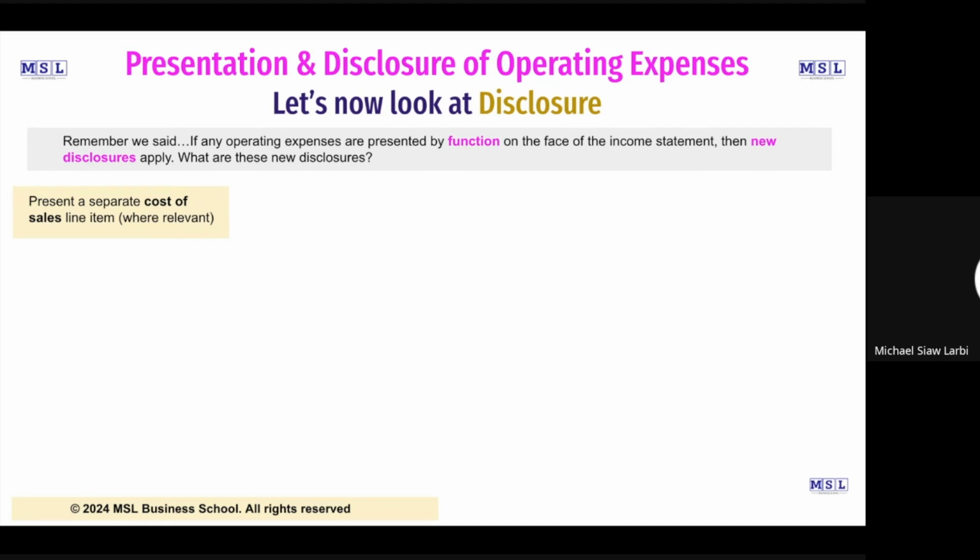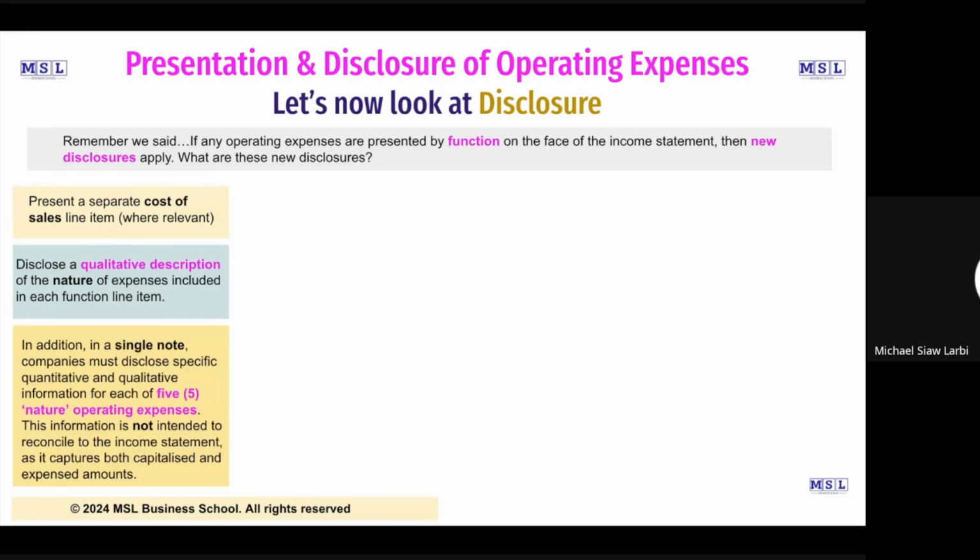Okay. So you present a separate cost of sales line where relevant. Where relevant means that if you are not in the business where you have, let's say, inventory or a line on cost of sales, you don't have to. But if you do, we need to see cost of sales clearly stated. Then you have to disclose a qualitative description of the nature of your expenses. You have done functional, but please show us the nature too, right?